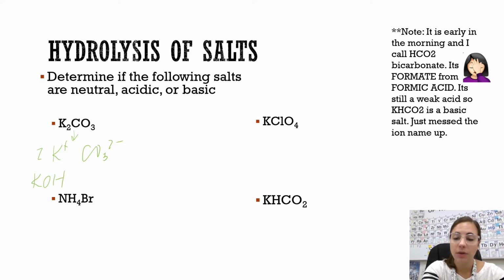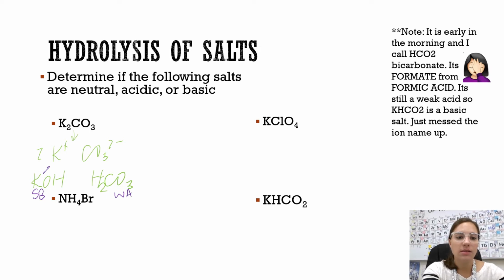Potassium hydroxide. What does the carbonate come from? Carbonic acid. Now I have to ask myself, are these strong or weak? Well, potassium hydroxide is definitely a strong base. Carbonic acid is not one of my strong acids, so it is a weak acid.